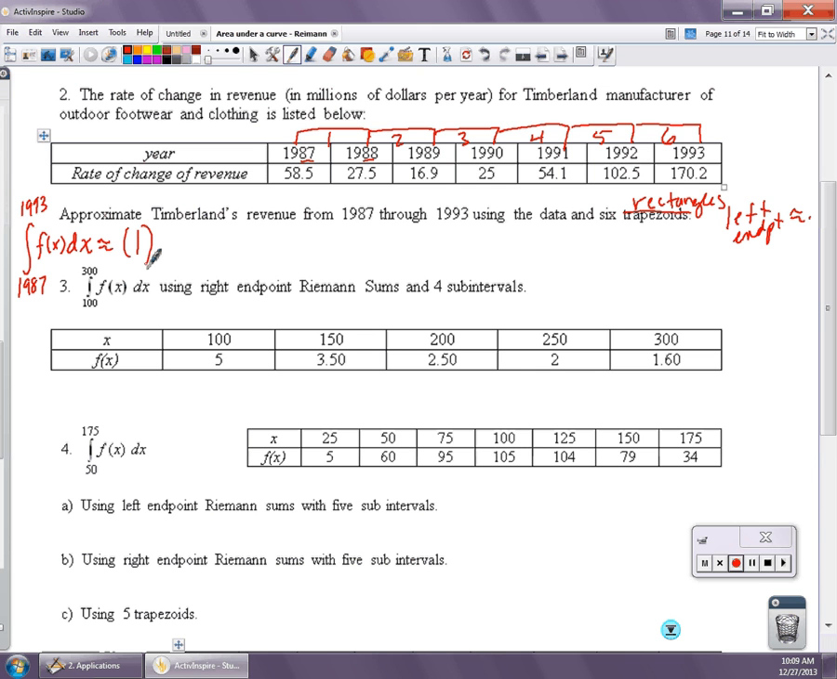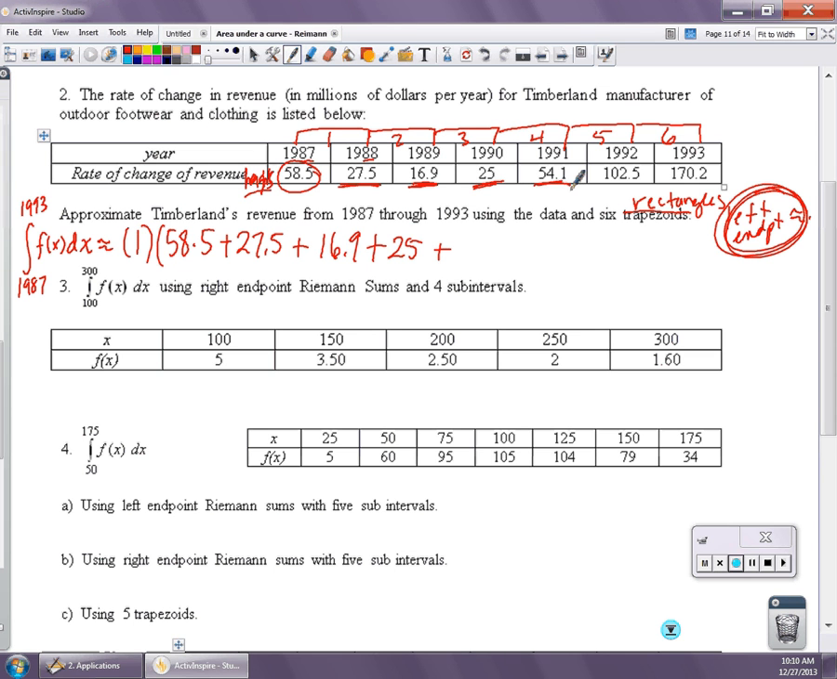Now remember, I'm using a left endpoint approximation. So that tells me start with the leftmost y value, because we're going to get the heights out of the y values. So the leftmost endpoint is 58.5. So the height of the first rectangle is 58.5. The height of the second rectangle is 27.5. The height of the third rectangle is 16.9. The height of the fourth rectangle is 25. The height of the fifth rectangle is 54.1. And the height of the last rectangle is 102.5.